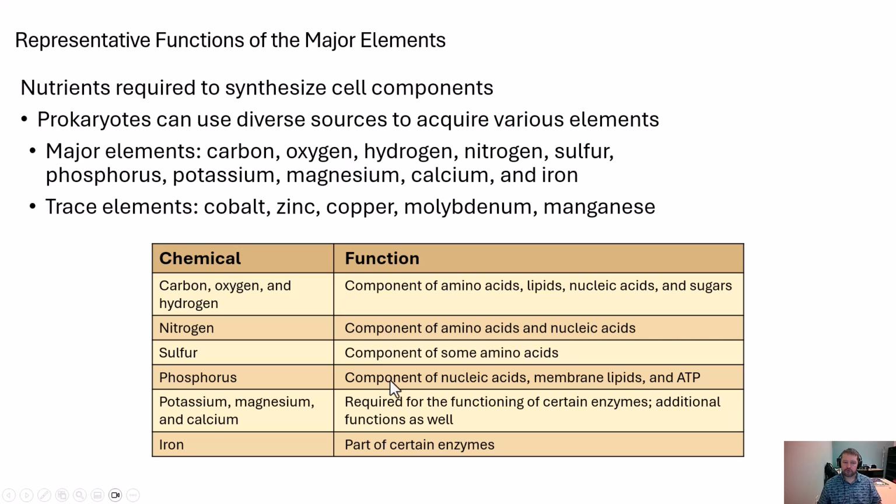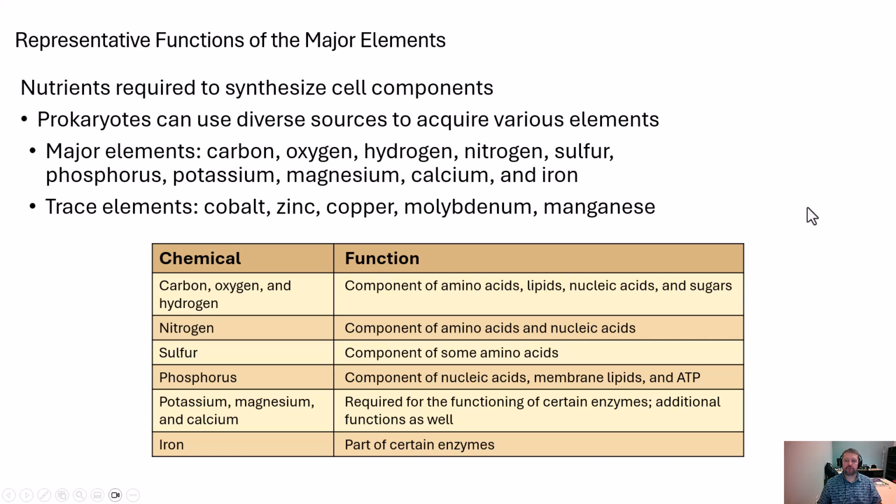Okay, so carbon, oxygen, hydrogen, again, super important for amino acids, lipids, nucleic acids, and sugars. Okay, and then other things like iron play a really important role in certain enzymes, especially a couple of enzymes that are important for the electron transport chain, and a lot of organisms will use iron. So, but at any rate, just keep that in mind.